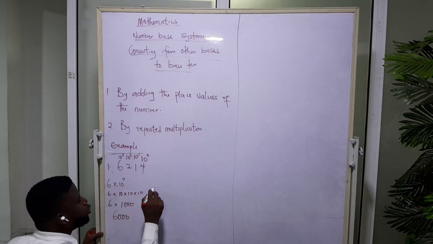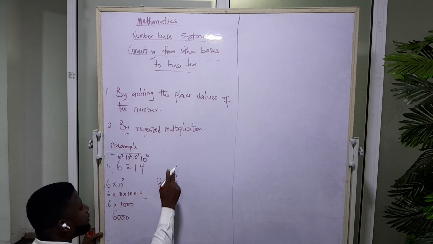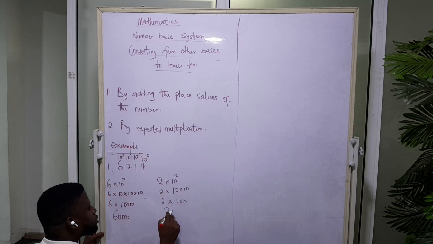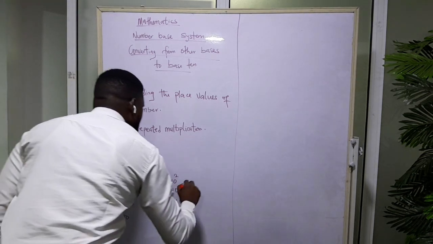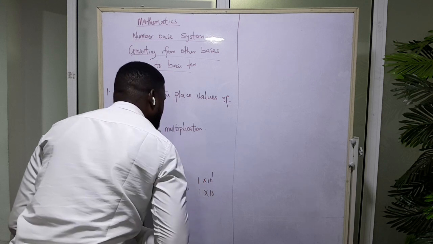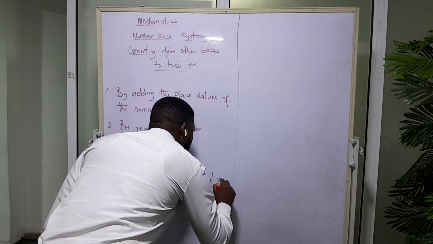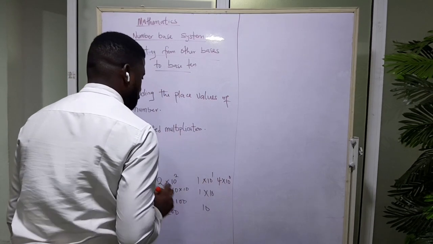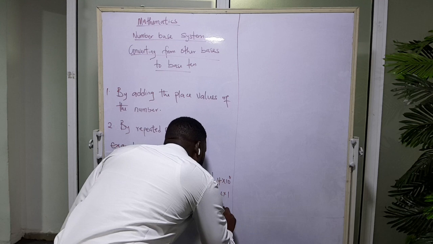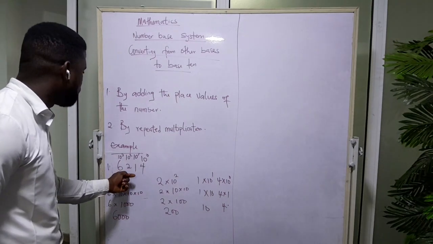The place value of 2 will be 2 times 10 raised to the power 2, which is 2 times 10 times 10, which is 2 times 100, which is 200. The place value of 1 is 1 times 10 raised to the power 1, which is 1 times 10, and that gives us 10. And then the place value of 4 is 4 times 10 raised to the power of 0. Remember, anything raised to the power of 0 is 1. So that's 4 times 1, which is 4. So these are the place values of each digit of the number 6214.